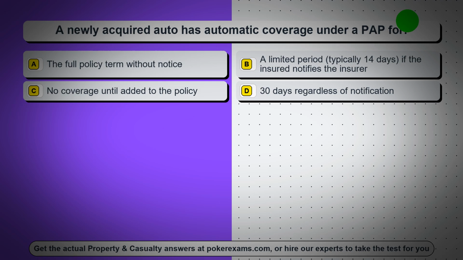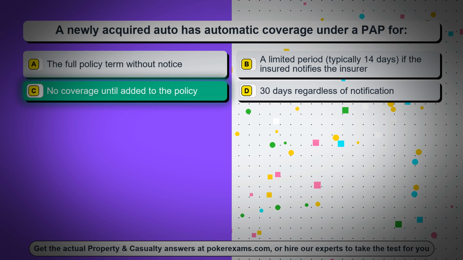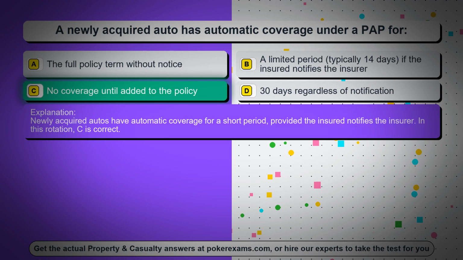Question 92. A newly acquired auto has automatic coverage under a PAP for option A. The full policy term without notice. Option B. A limited period, typically 14 days, if the insured notifies the insurer. Option C. No coverage until added to the policy. Option D. 30 days regardless of notification. The correct answer is option C. No coverage until added to the policy. Newly acquired autos have automatic coverage for a short period, provided the insured notifies the insurer. In this rotation, C is correct.